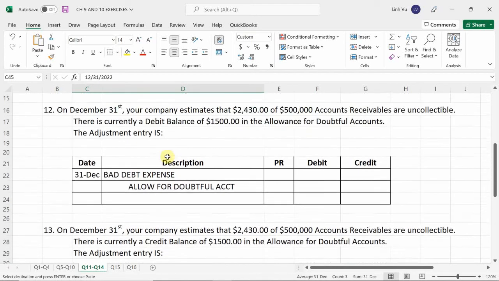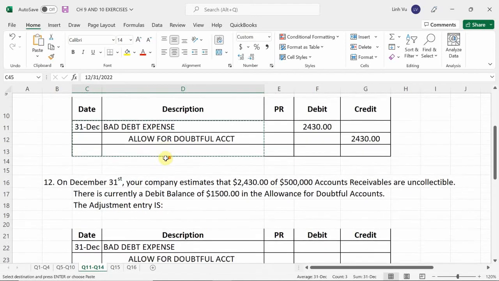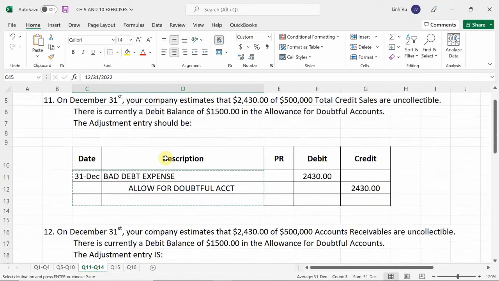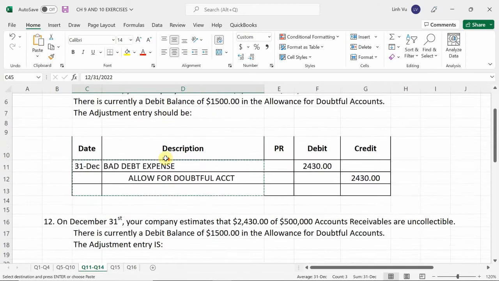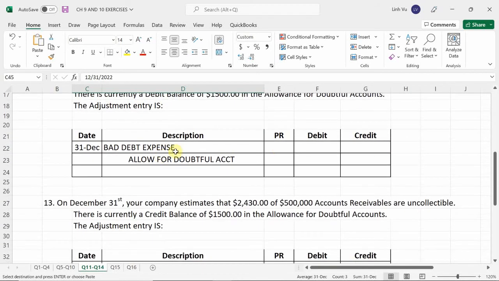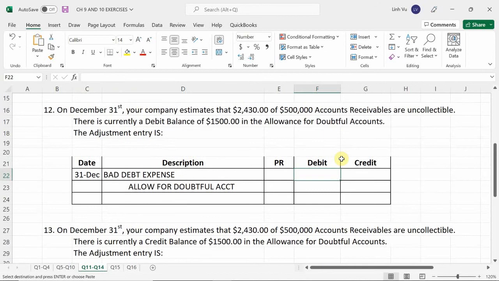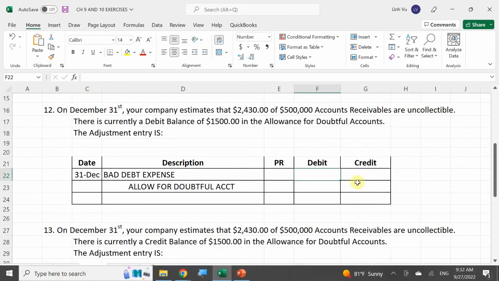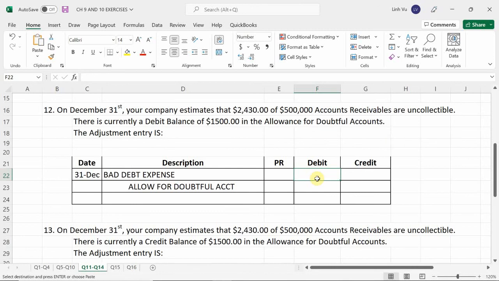Okay, bad debt expense and allowance for doubtful accounts. Now, how much? Since this is accounts receivable, you'll be doing a balance sheet method. And so you would be taking the 1,500 out of the 2,430. What tells you to take it away?